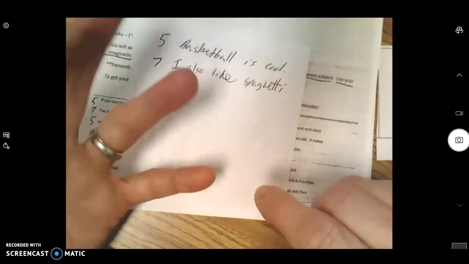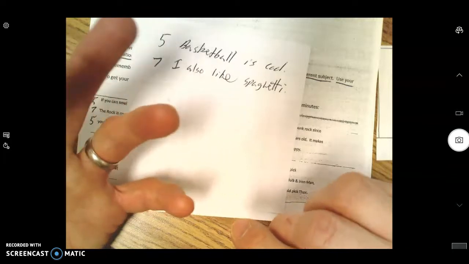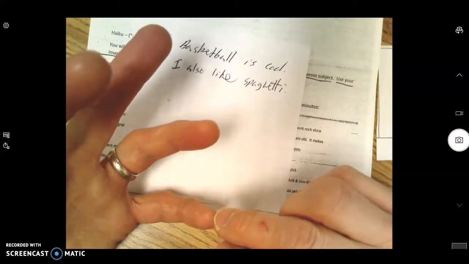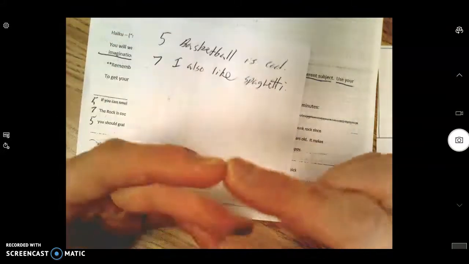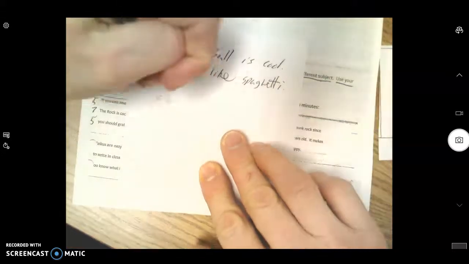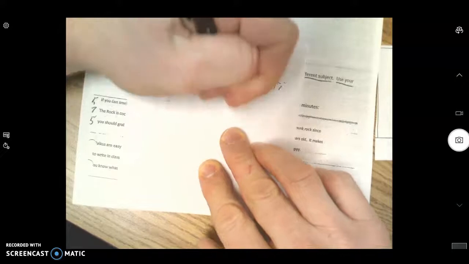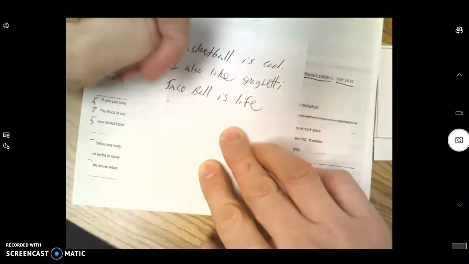Let's see here. What else do I like? Basketball's cool. I also like spaghetti. Taco Bell is life. Oh, here we go. Taco Bell is life. There we go. Taco Bell is life. Boom. And that's got 5 syllables.